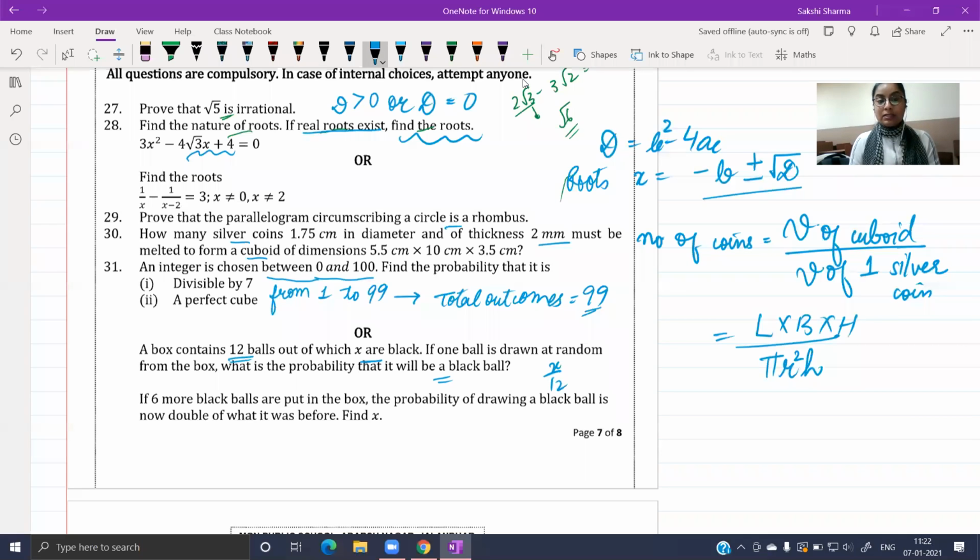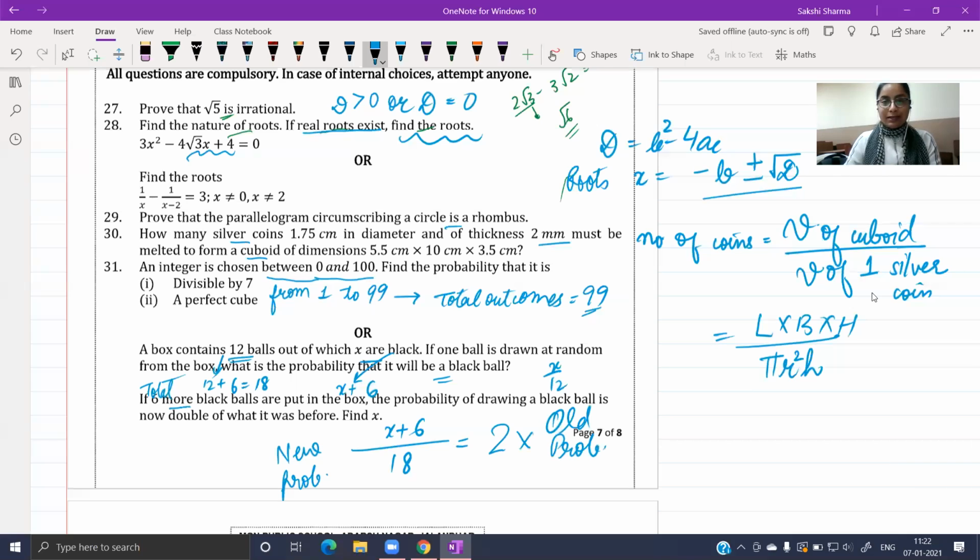And then after that, 6 more black balls are put in the box. Find the probability of drawing a black ball, which is now the double of what it was before. So अगर हम 6 black balls add कर रहे हैं box में, तो पहले कितनी थी? X थी, अब हो जाएंगी X plus 6, and the total balls will also increase. This will become 18. So now the probability will be X plus 6 over 18. This is the new probability of getting a black ball. This probability is twice the probability of first part. जो first part में आपने probability निकाली है, it will be double. That's correct. Okay, Manpreet.